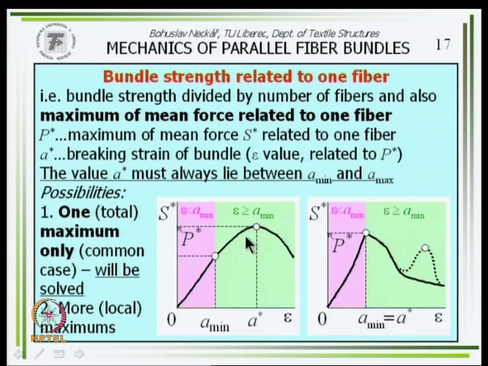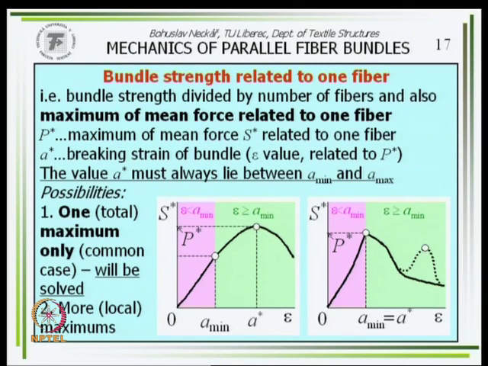So what is the maximum? This maximum is the point of maximum force, it's the strength of the bundle, the strength value per one fiber. Well, and how to obtain it? Let's imagine we will solve only this case, not the other case, it's too complicated. This case we will study. How to obtain the maximum of the curve?